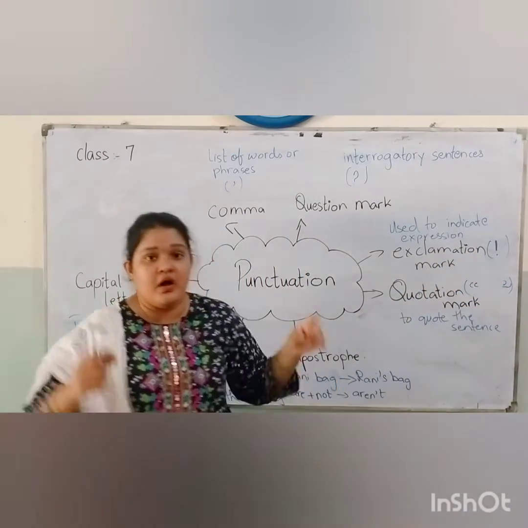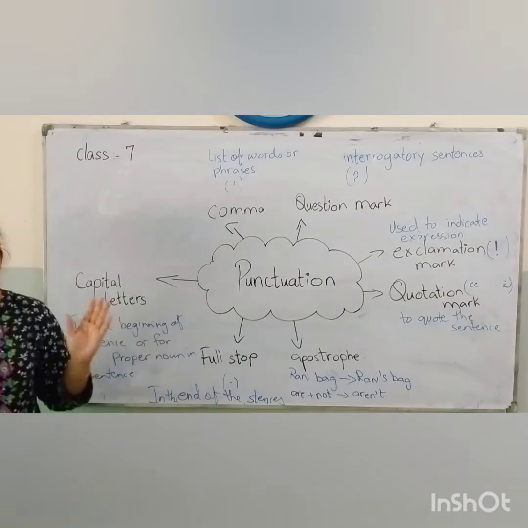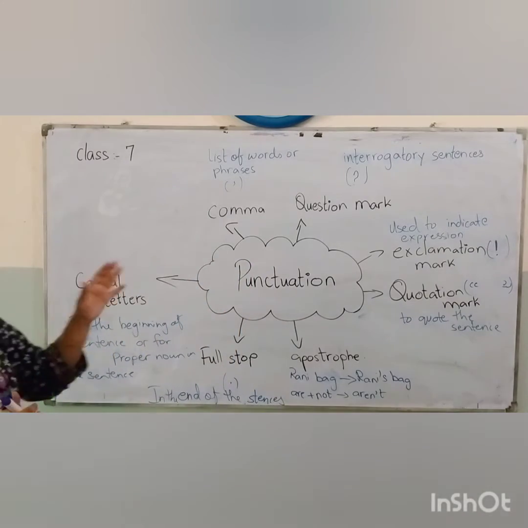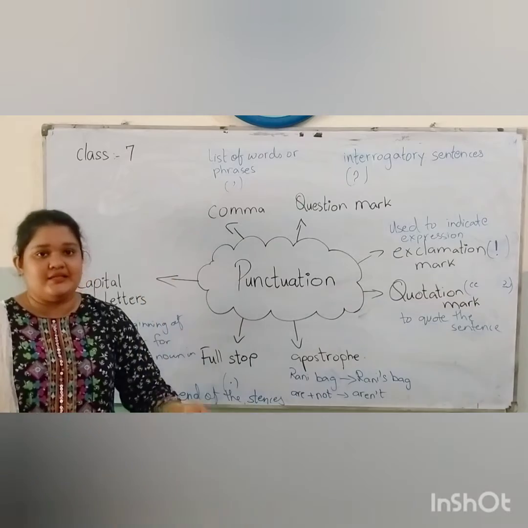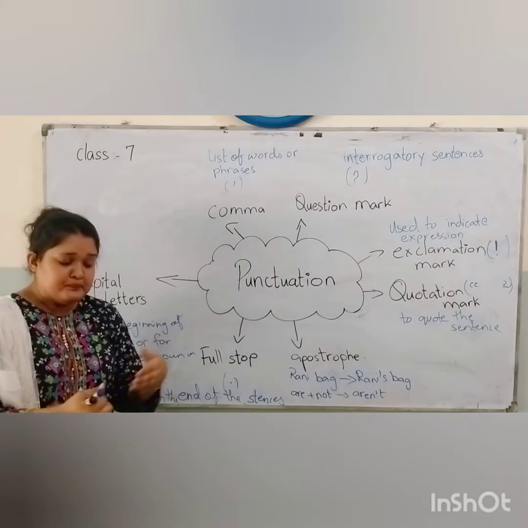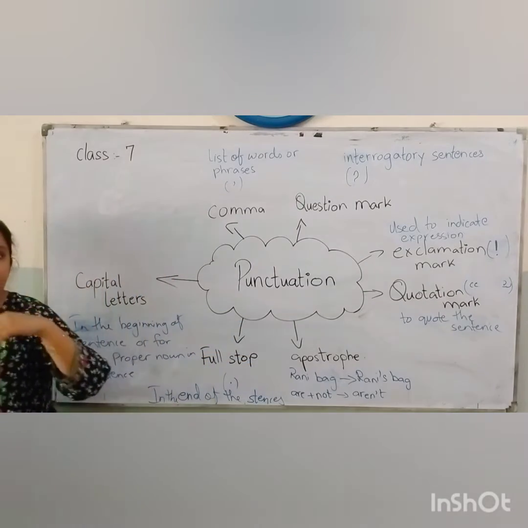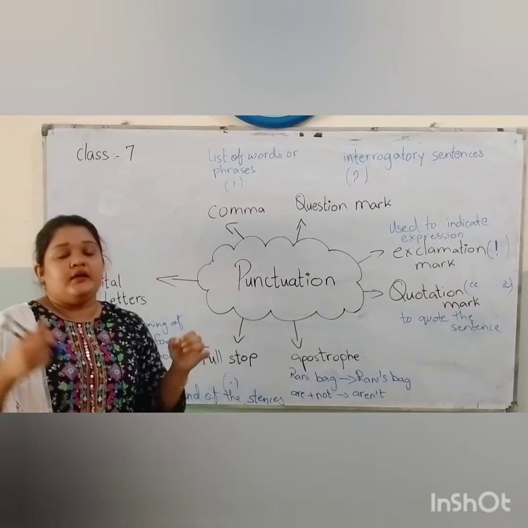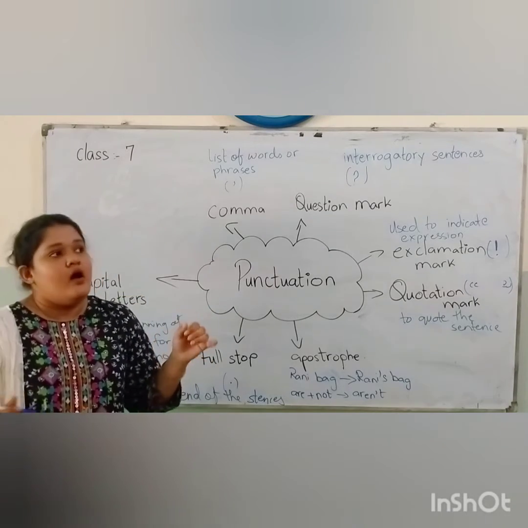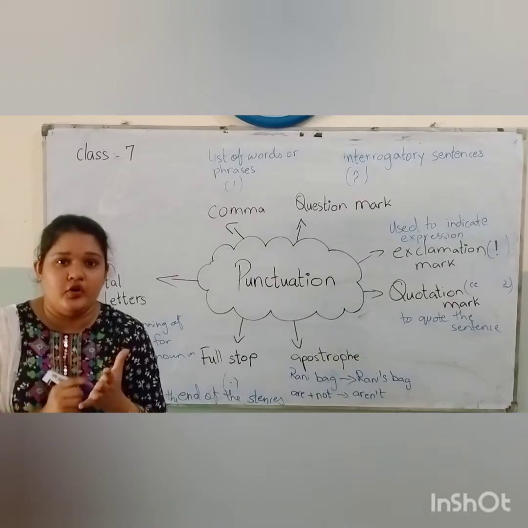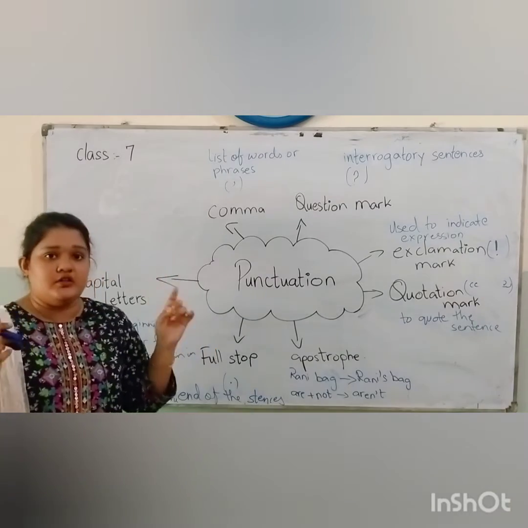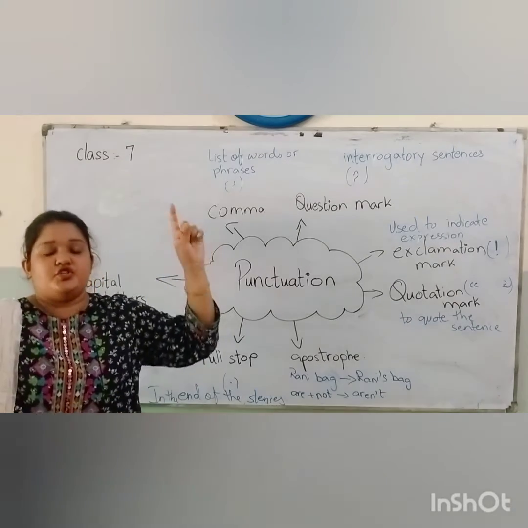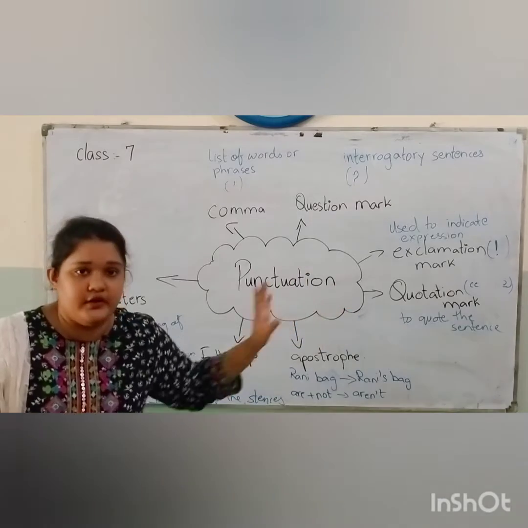Then the quotation marks, or inverted commas. These inverted commas are very important. You have to use them to quote a sentence. For example, in indirect speech, it will help you a lot. Like, he said to come at 5 o'clock. To come at 5 o'clock is spoken by him, so it should be highlighted in inverted commas.